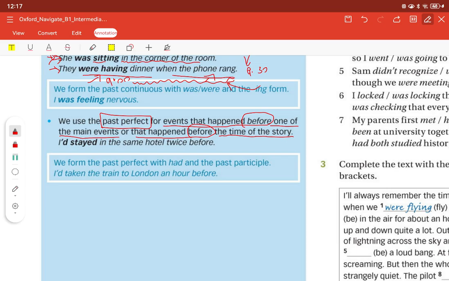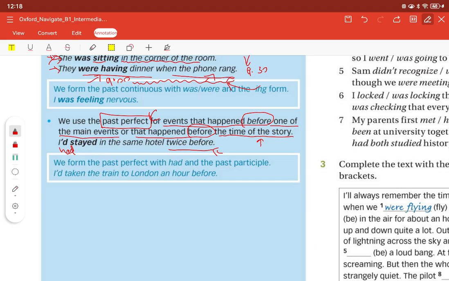Next, past perfect. Past perfect is used for events that happened before one of the main events, or that happened before the time of the story. We use past perfect to describe events that happened before something else. Okay, just memorize it like that. Here you would say, I had stayed in the same hotel twice before. This example describes something that happened before the time of the story.